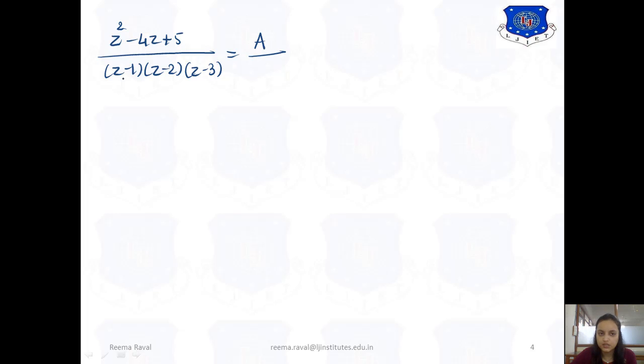So over here the term is (z² − 4z + 5) / ((z − 1)(z − 2)(z − 3)). So first we are going to take the constant A for the first term, that is A/(z − 1). Then the second constant for the second term, B/(z − 2). And the third, C/(z − 3).